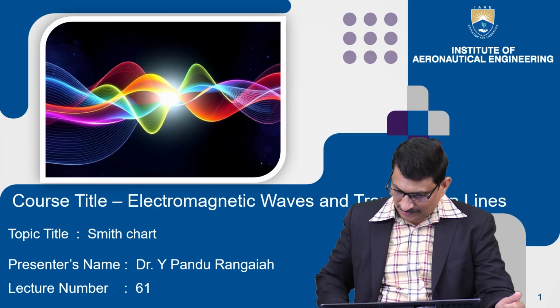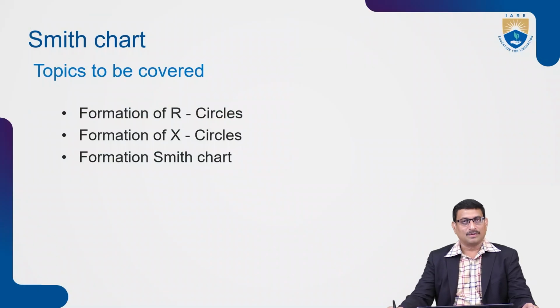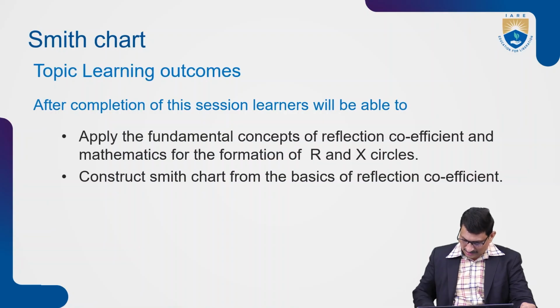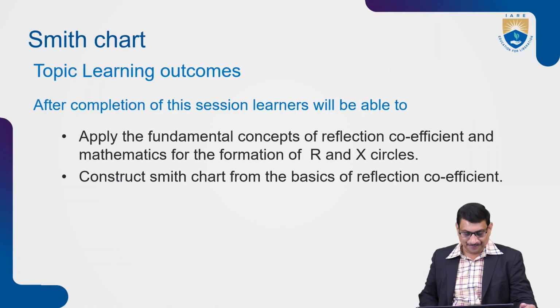After completion of this session, the learners will be able to apply the fundamental concepts of the reflection coefficient and the fundamentals of mathematics for the formation of the R and X circles. They will also be able to construct the Smith chart from the basics of the reflection coefficient. In this session, we will cover the R circles and X circles and their intersection, which is called the Smith chart, starting from the basics of the reflection coefficient, and in between we will use our knowledge of mathematics.